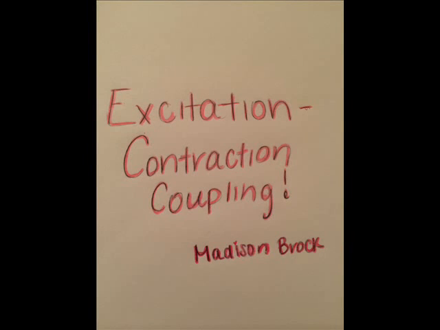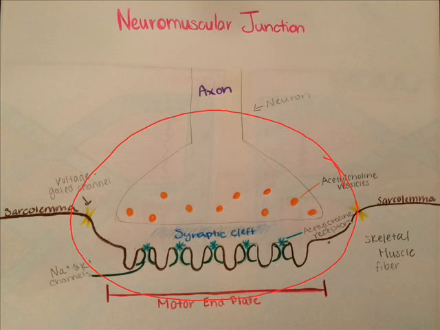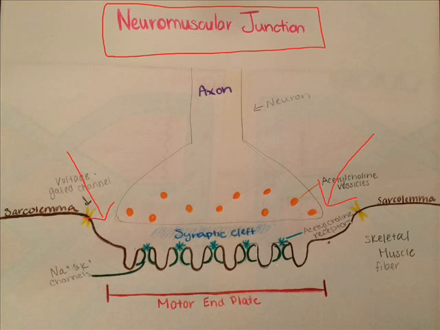Excitation-contraction coupling is when a muscle contraction is sparked by an action potential in the sarcolemma of a muscle cell. In order to contract a muscle, you must first have an action potential which is generated through a neuromuscular junction. The area where the motor neuron meets a skeletal muscle is known as a neuromuscular junction.